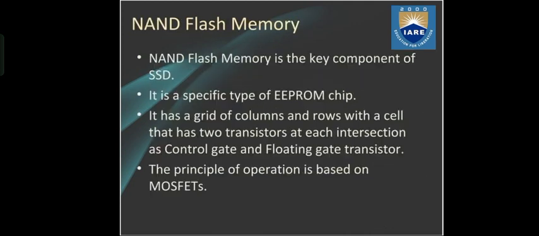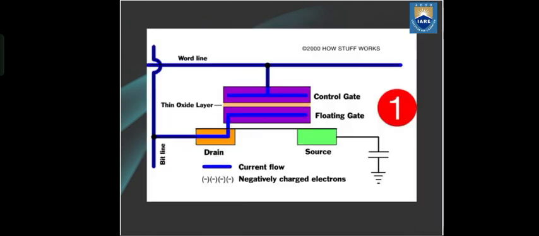NAND flash memory. So what is NAND flash memory? NAND flash memory is a key component of SSD. It is a specific type of EEPROM chip. It is a grid of columns and rows with a cell that has two transistors at each intersection: a control gate and a floating gate transistor. The principle of operation is based on MOSFETs, and this is the circuit diagram of SSD.